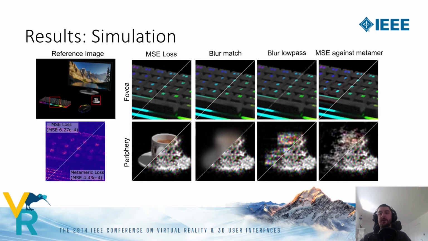We first show some example simulated results using our pipeline. Here the gaze location is the keyboard at the bottom left of the image. We compare against mean squared error loss, as well as baseline foveated losses, and to optimizing the image to directly match a metamer to the image under MSE. Our metameric loss produces a higher quality foveal region than MSE, and in contrast to the baseline foveated approaches, has perceptually correct content in the periphery, without blur or disturbing high-frequency content.